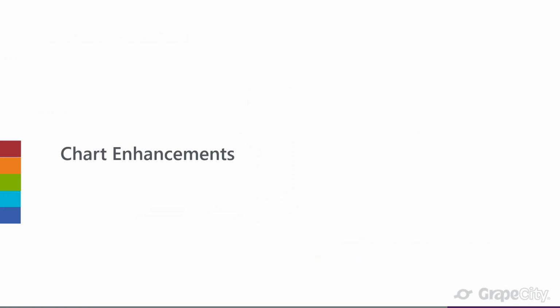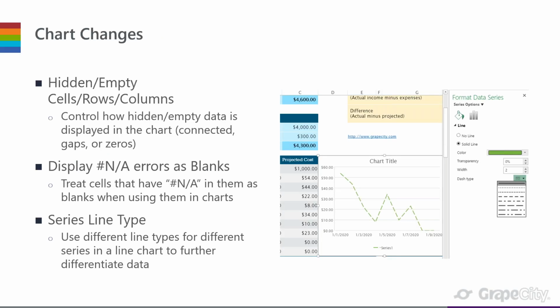The last set of features we will go over are the enhancements we made to our charts. We added a few smart features to our charts to make them a bit more like Excel. This includes controlling the display of hidden and empty data in a chart so that missing data will not disrupt the data in the chart. You could display this missing data as connected, gaps, or you could zero out the values. In some cases, a formula might return the not available error, and you can now display them as blank data in the chart, so you know when there is an error in the data.